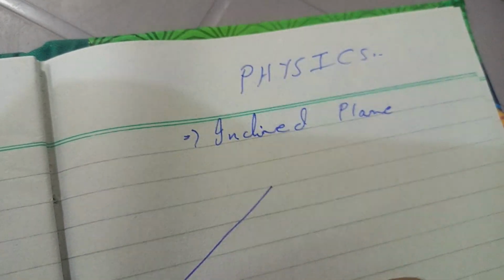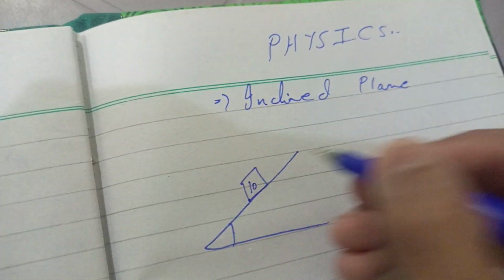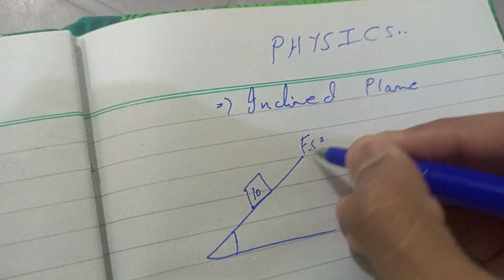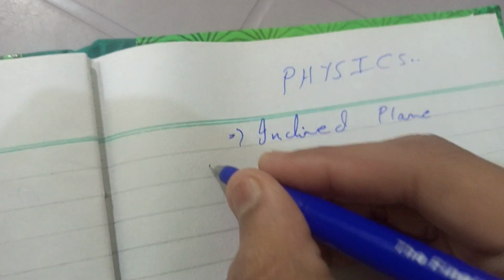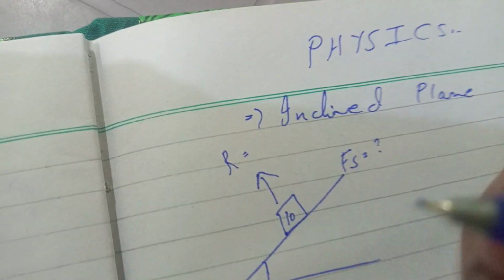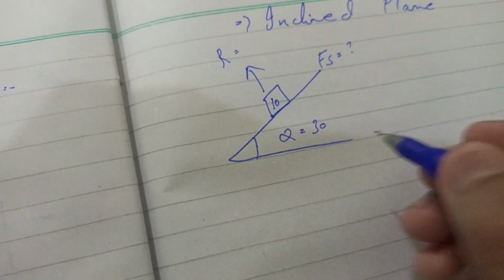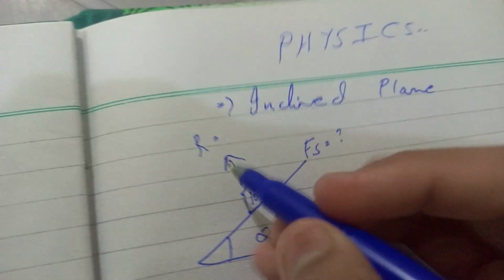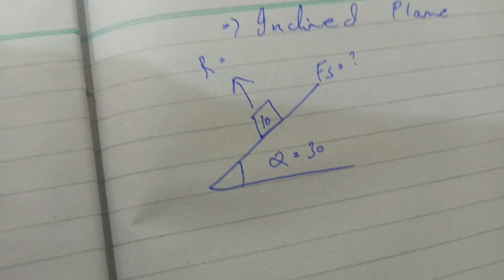For example, if you have the inclined plane here and it has an angle and it contains an object of around 10 kilograms, and it has a friction which we denote by fs, and we don't know that, and it has a normal reaction, as you know, which is denoted by r, and we don't know that as well, but it has been given an angle of 30 degrees, only 30. So now we'll find the normal reaction, then the friction. We have some formulas for that. First we'll discuss the cases, then I'll tell you the formulas.